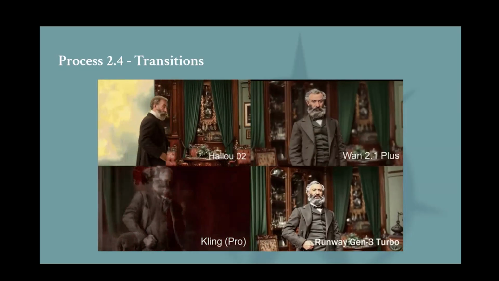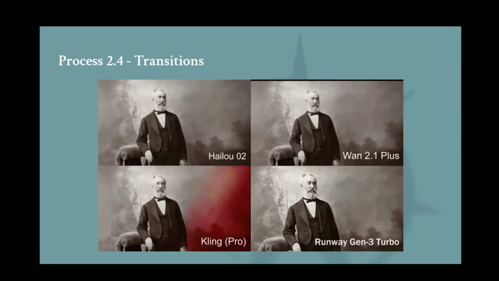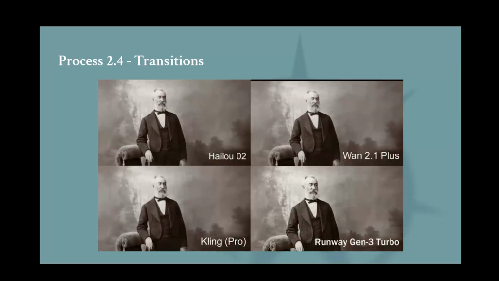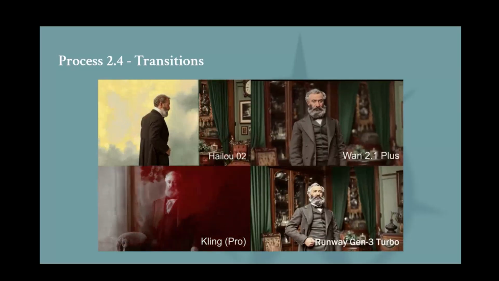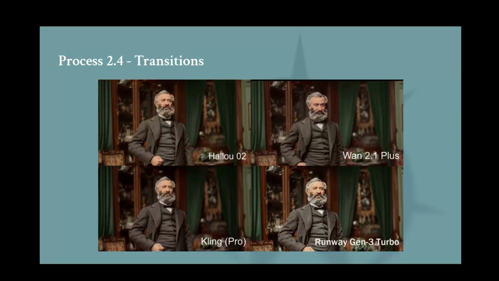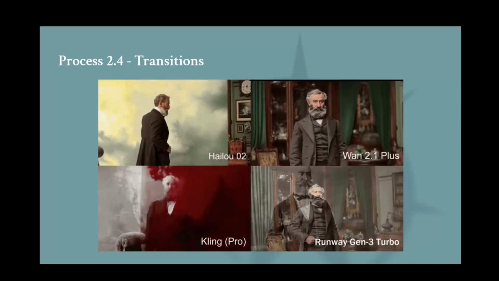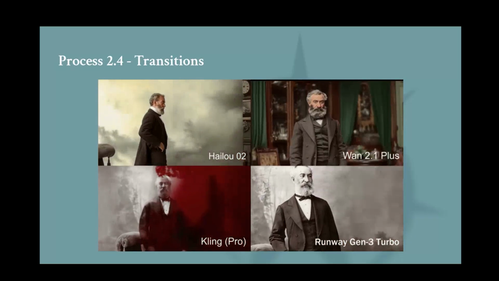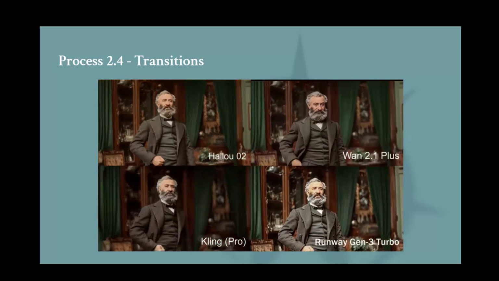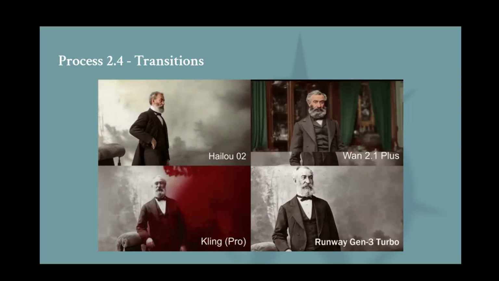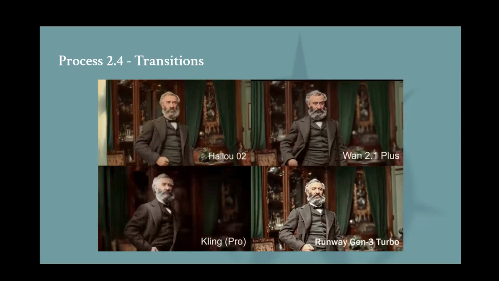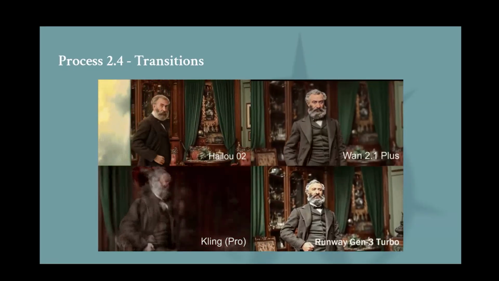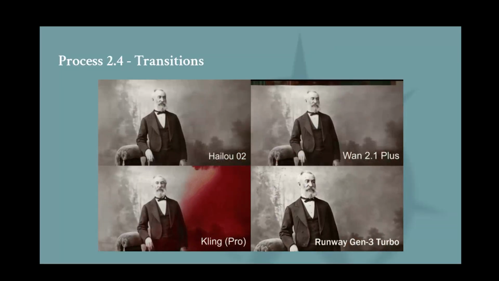Kling, I can't really explain what happened there, that we have this sort of blood red cloud moving in and then some distortions, and then we end up with Grant in the room. On the other column, we have WAN and Runway. These are sort of on the opposite side of things. These sort of took the prompt to have a transition a little too literally, a little too underwhelming, I'll say.